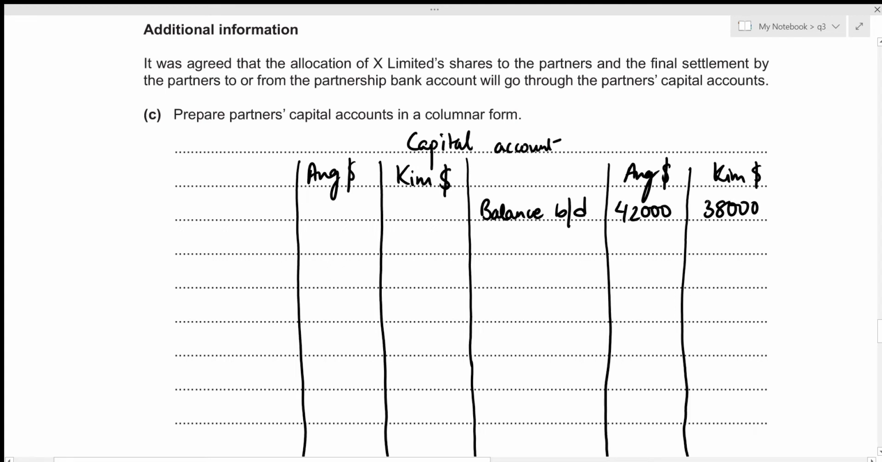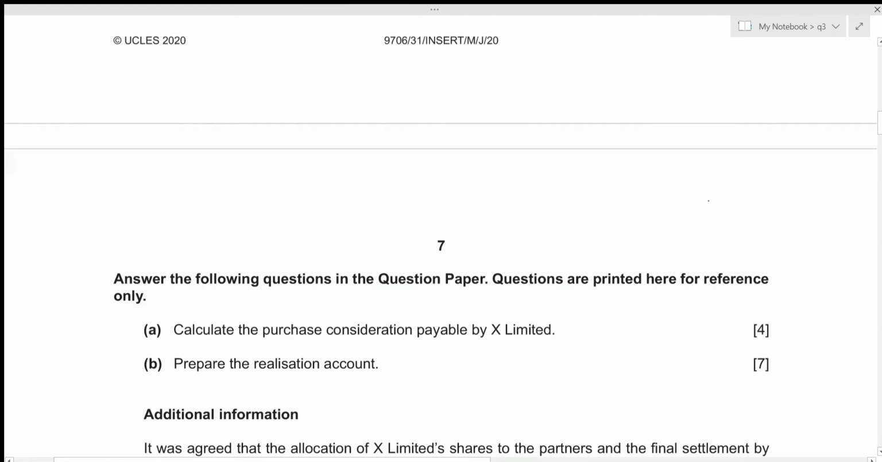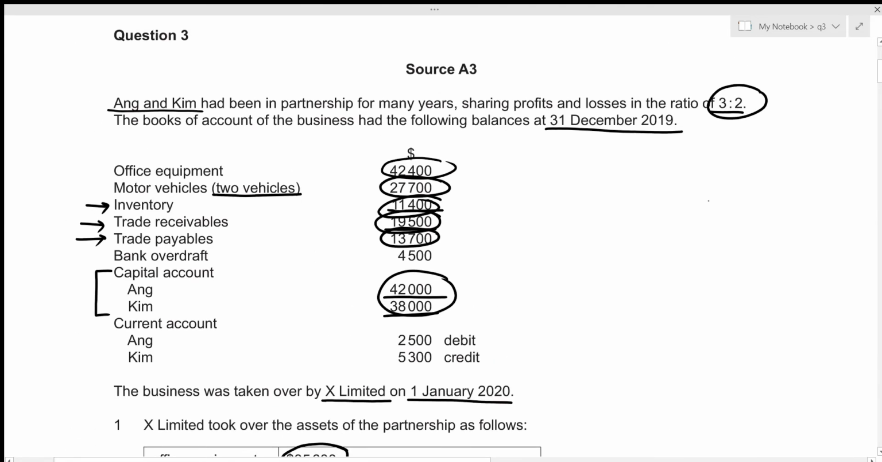Next, since X Limited is acquiring their partnership, we also need to adjust their current accounts. So let's have a look at the above information. Information regarding current account is given right here. So we can see that the current account balance for Ang is 2,500 on the debit side. This means that Ang owes 2,500 to the partnership business. So this definitely reduces the balance on her capital account, meaning that this amount should be recorded on the debit side of her capital account.